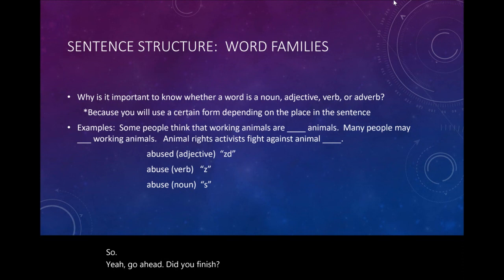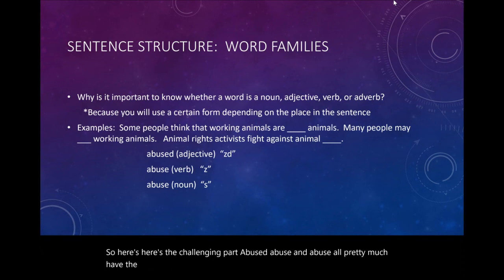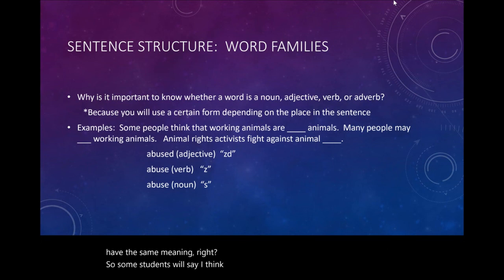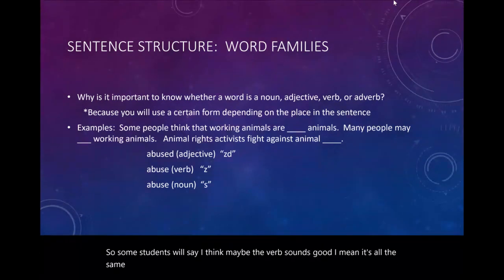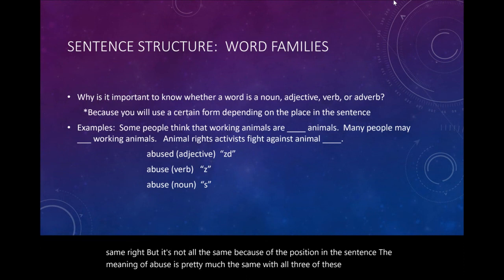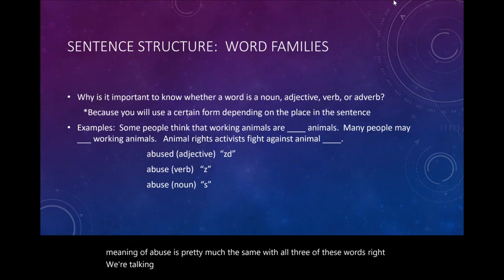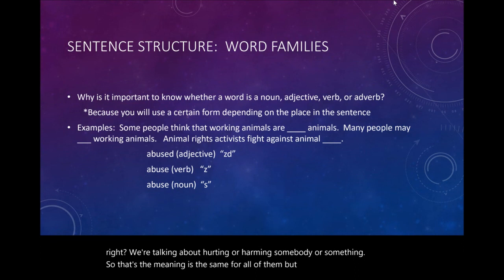Okay, so here's the challenging part. Abused, abuse, and abuse all pretty much have the same meaning, right? So some students will say, well, I think maybe the verb sounds good. I mean, it's all the same, right? But it's not all the same because of the position in the sentence. The meaning of abuse is pretty much the same with all three of these words, right? We're talking about hurting or harming somebody or something. So the meaning is the same for all of them, but the function or the use of the word is different.